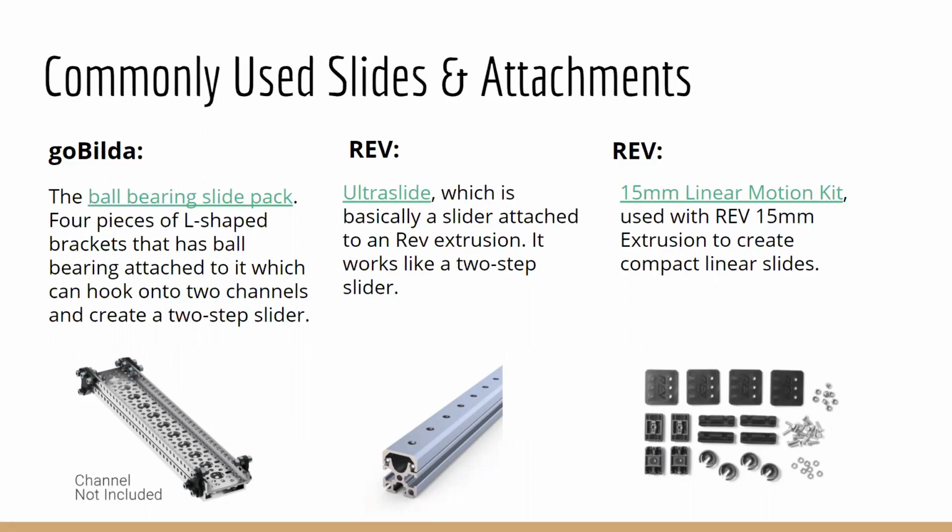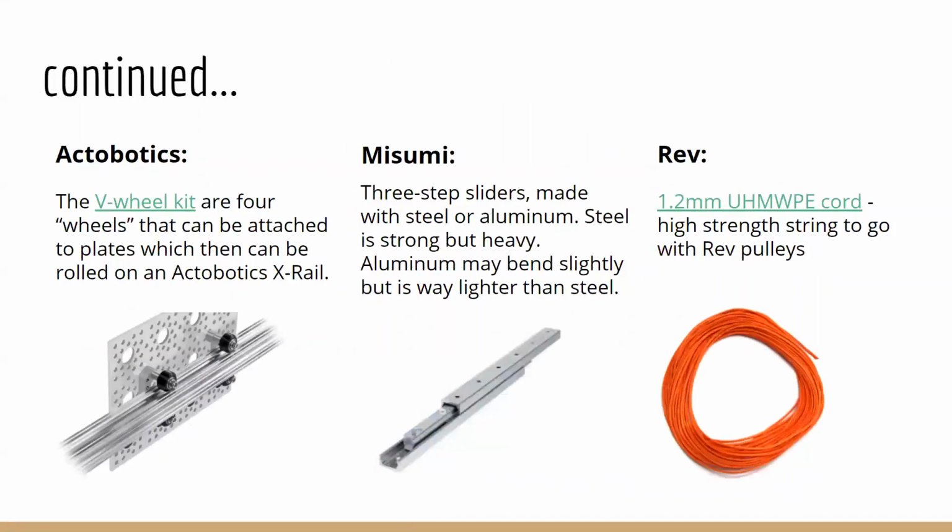The 15mm linear motion kit from REV is used with REV 15mm extrusion to create compact linear slides. The V-wheel kit from Actobotics is four wheels that can be attached to plates, which then can be rolled on an Actobotics X-rail. The three-step sliders from Misumi are made with steel or aluminum.